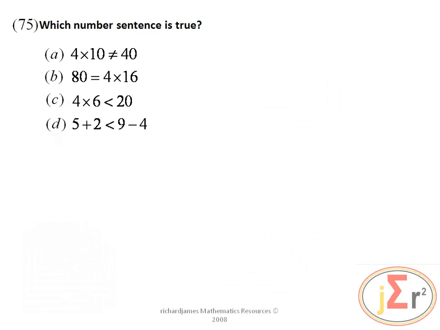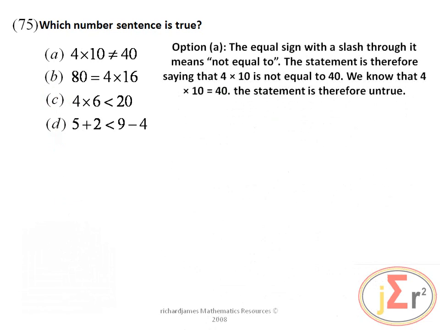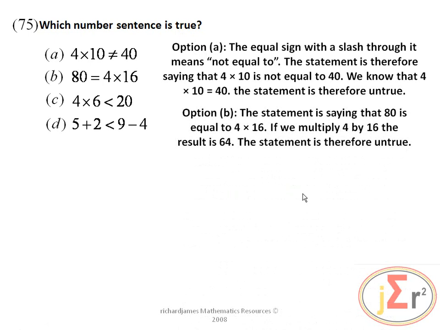Which number sentence is true? Let us take a look at option A. The equal sign with a slash through it means not equal to. The statement is therefore saying that 4 multiplied by 10 is not equal to 40. We know that 4 multiplied by 10 is equal to 40, so the statement is not true. But we are looking for the one that is true. So let's continue.